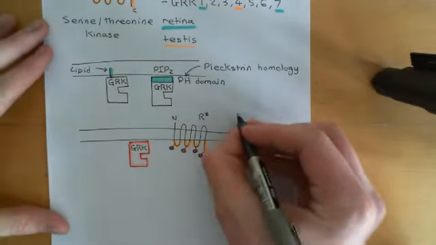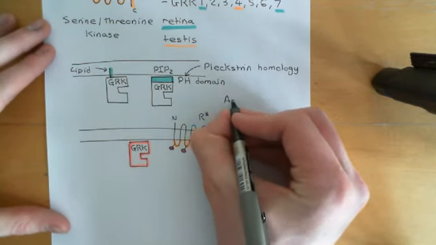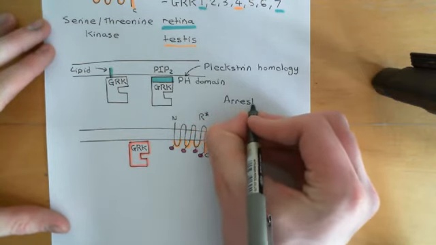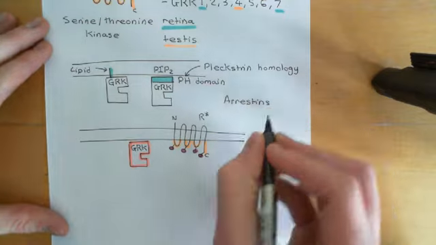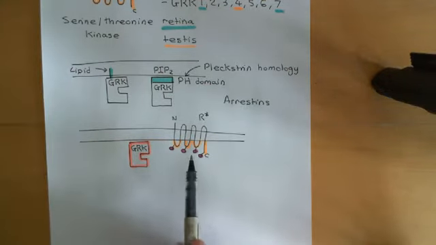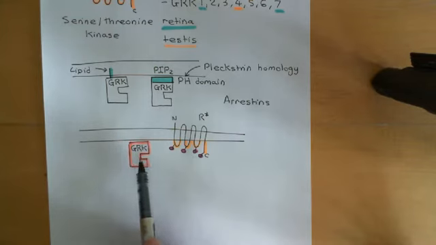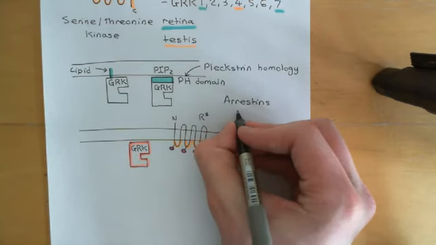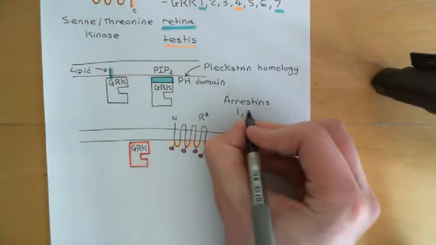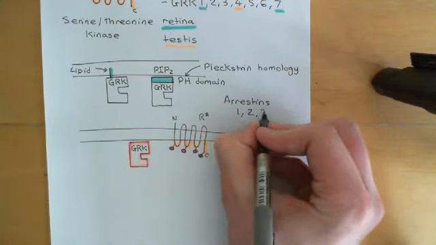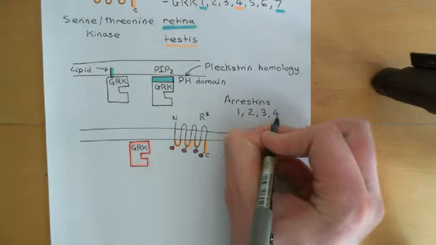Okay, so let's say something now about arrestins. Arrestins are special proteins that are capable of binding to G protein coupled receptors once they have been phosphorylated by the G protein coupled receptor kinases, like so. Now, in humans you have 4 arrestins: arrestin 1, arrestin 2, arrestin 3, and arrestin 4.